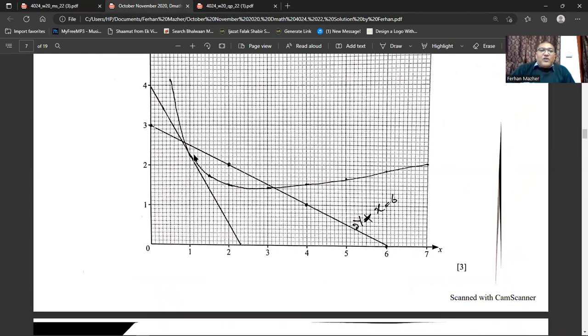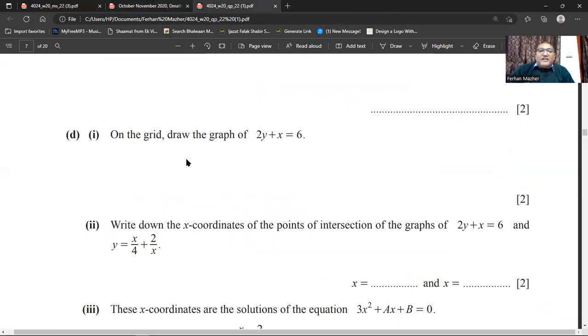So you can see I have plotted these points on that grid, and then I have joined them and they have made a straight line. So this is that line, 2y plus x equals to 6. This is what they have asked in the D first part.